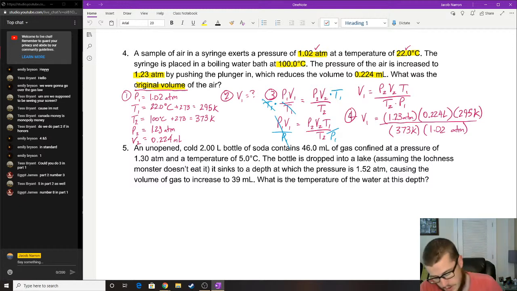Now we got to do a whole bunch of stuff in the calculator. So in my calculator, I'm going to go ahead and do 1.23 times 0.224 times 295 and hit enter. And then I'm going to divide by 373 and I'm going to divide by 1.02 and I end up getting 0.21 as my answer. So step number 5, I'm going to squeeze it in right here. V1 equals 0.21.